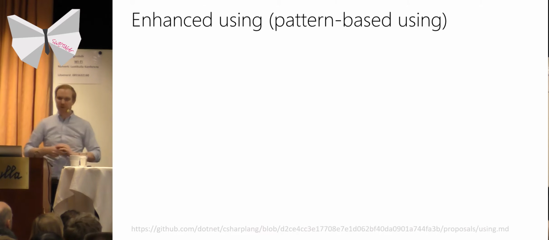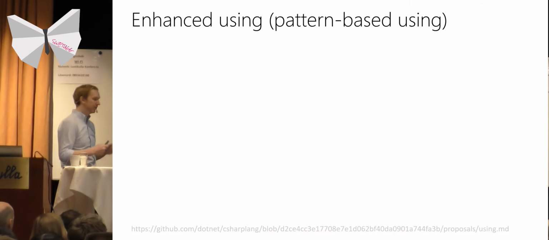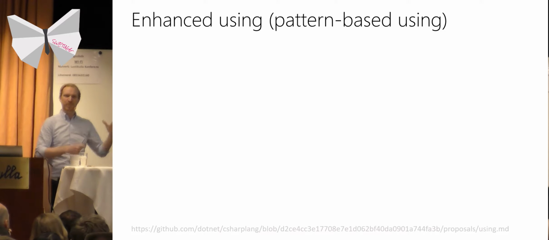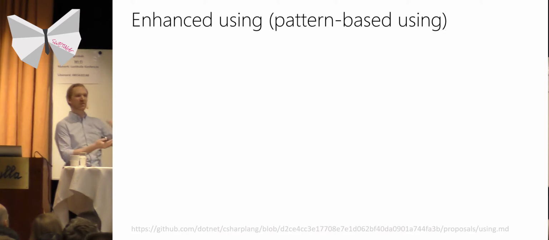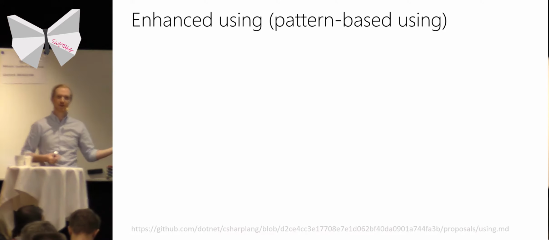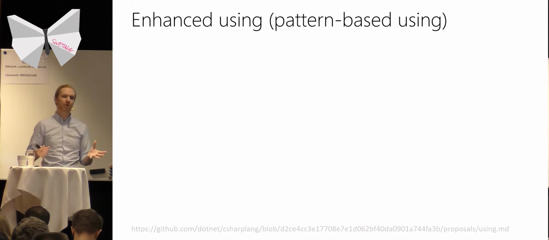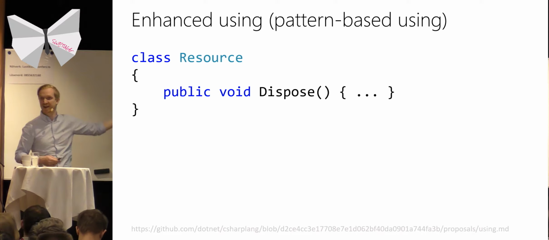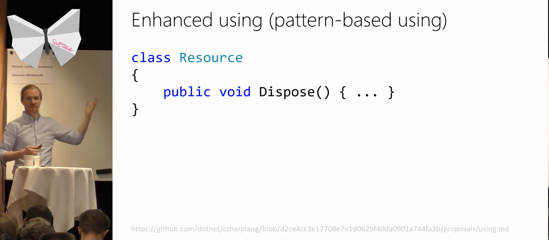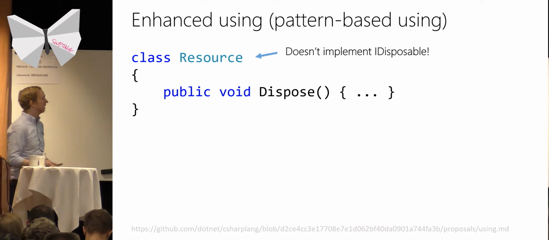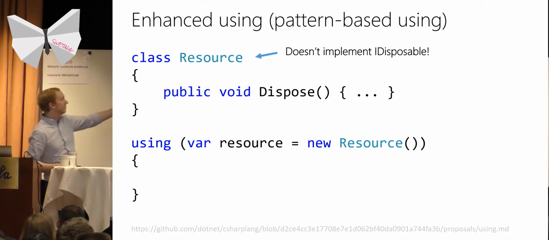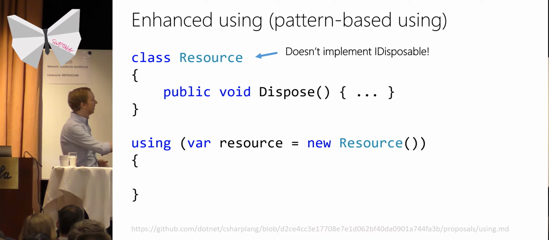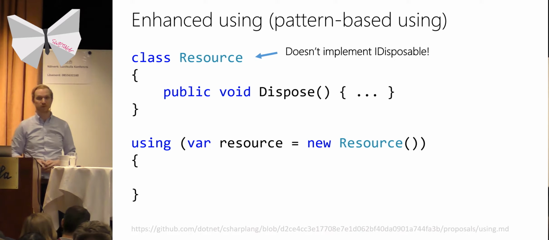Now, the next feature is something called enhanced usings or pattern-based usings. So they're taking this approach where they're looking at a particular pattern, not a pattern as in pattern matching, but they're looking at what's the structure of your type? Do you implement this interface? And then based on that fact, you can do certain things. So in this case, for instance, I have this method called Dispose. I don't implement IDisposable. Who knows why? I could just implement IDisposable, and this would work out of the box. But now I can say var resource = new Resource inside a using block, and it would call Dispose at the end here automatically without me having to implement IDisposable.